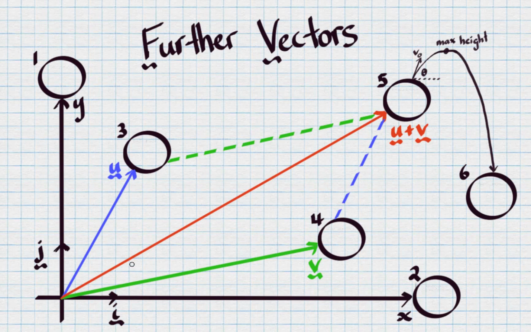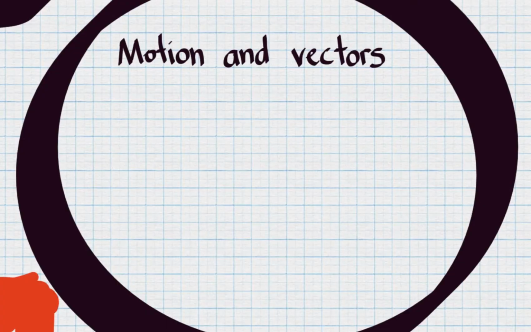In part 5 of further vectors, so travelling along our red u plus v vector here, we're going to be looking at how we can describe motion with vectors. And this will nicely launch us into projectile motion in part 6. But let's get into part 5, motion and vectors.